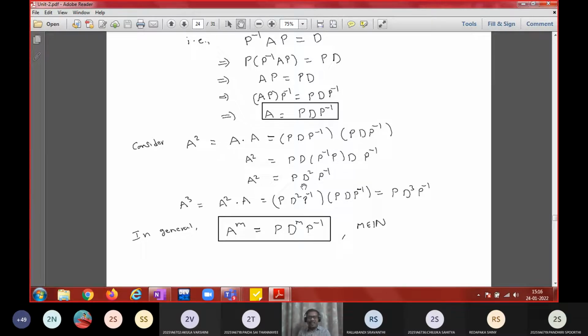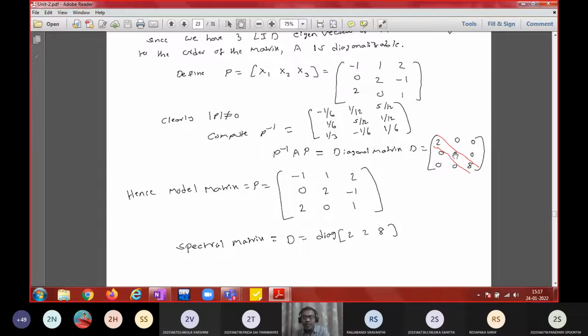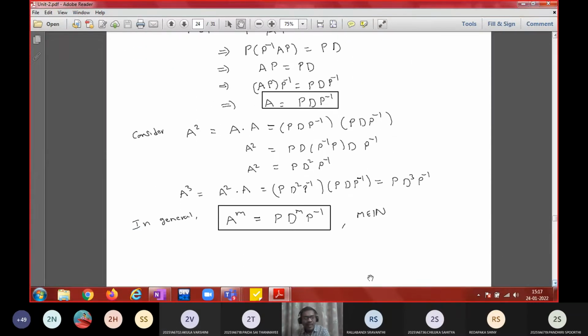But what is the advantage here? Even A power 1000 is just multiplication of two matrices, P into D power 1000 into P inverse. What is D power 1000? D power 1000 is nothing but the diagonal matrix 2 power 1000, 2 power 1000, 8 power 1000. So any integral power can be simplified with just two multiplications. That is how this decomposition is useful.